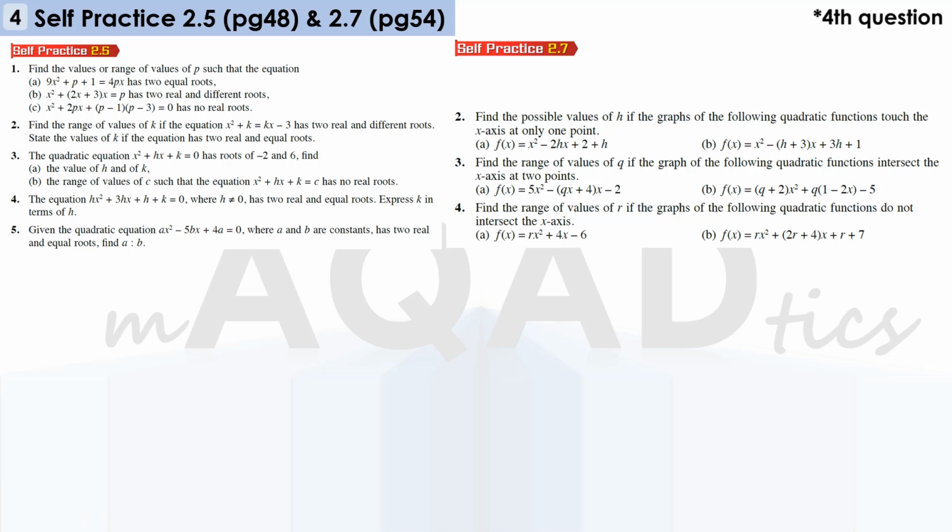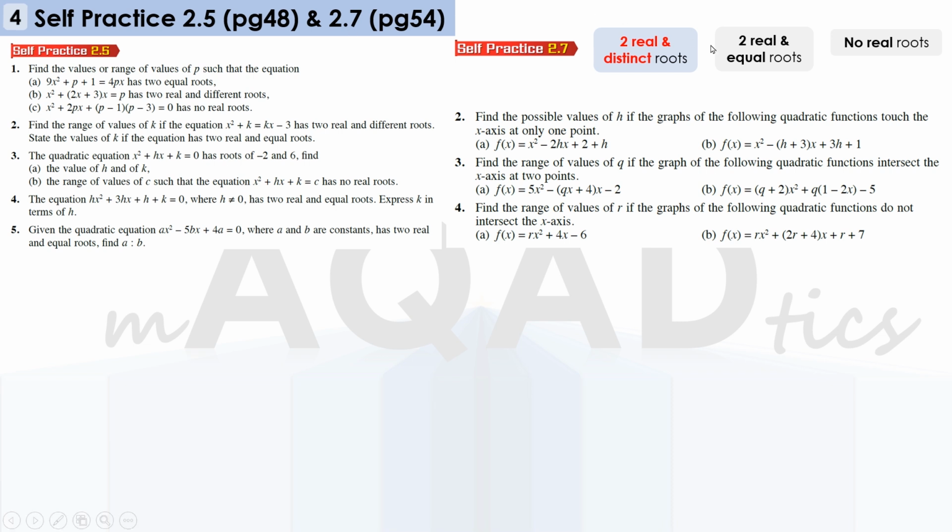For our first question, let's focus on self-practice 2.5 and 2.7 taken from the textbook. Here I wouldn't discuss all of the questions because some of them have similar working, and I can categorize them into 3 groups of questions. The first one we'll focus on is 2 real and distinct roots, which is these 3 questions.